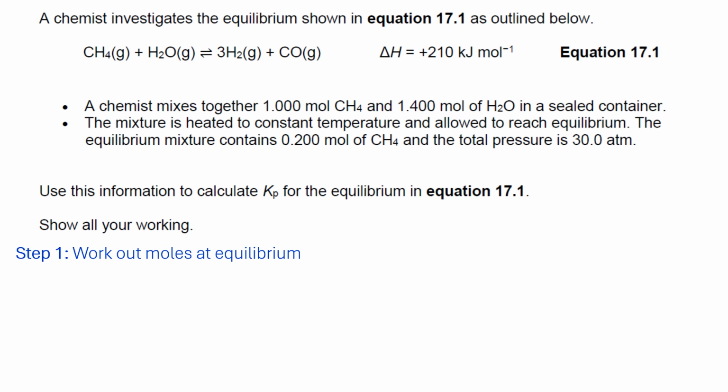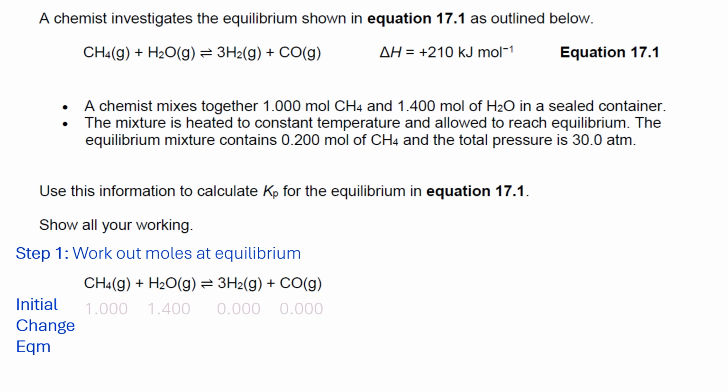So the first thing to do is to work out moles at equilibrium. We're going to use the ICE method for this. Obviously ICE is initial, change, equilibrium moles. So the question tells us that we've got 1 mole of CH4 and 1.4 moles of H2O. That means we can assume that there's 0 moles of hydrogen and carbon monoxide respectively at the start. It then tells us there's 0.2 moles of CH4 left at the end. So that means it's a subtraction of 0.8 moles.